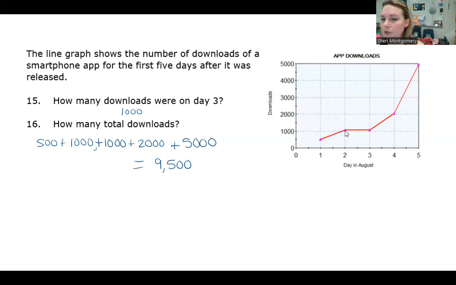So be careful when you read a graph like this, a couple of things. Between day 2 and 3, it doesn't mean that there weren't any downloads. It just means there was no increase in downloads. It was the same amount from day 2 and day 3. So you would have to add all these numbers up to figure out how many total downloads there are.